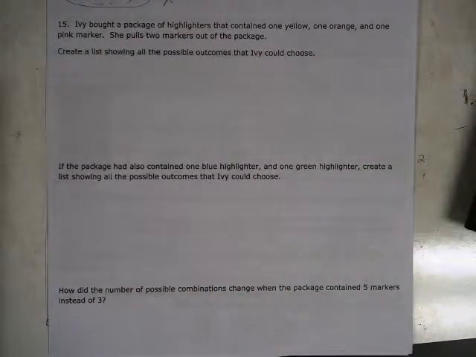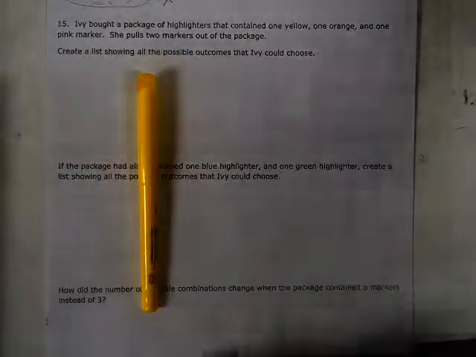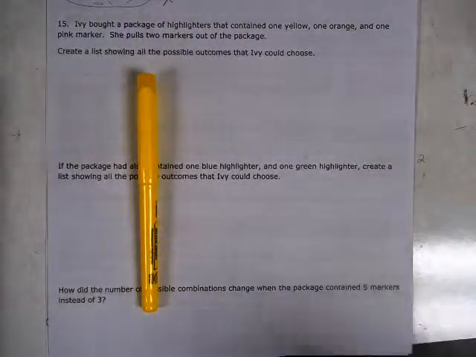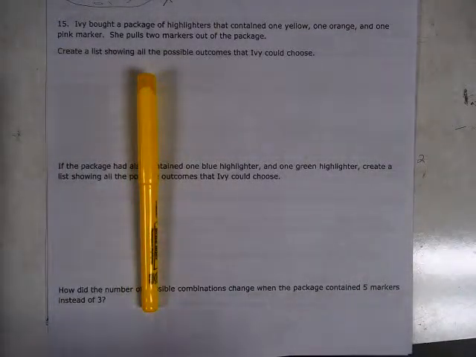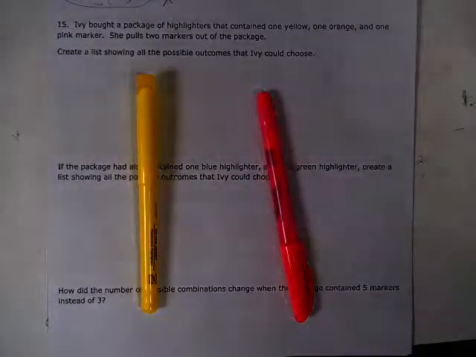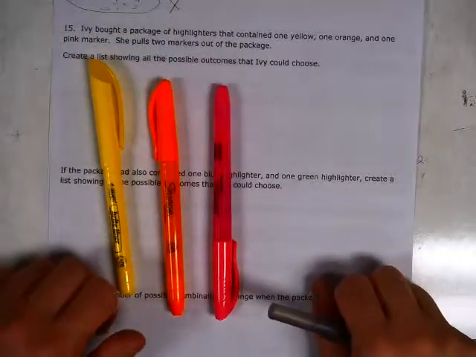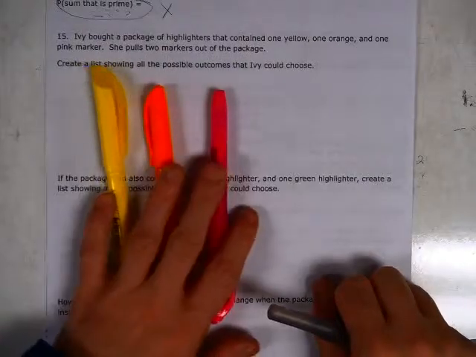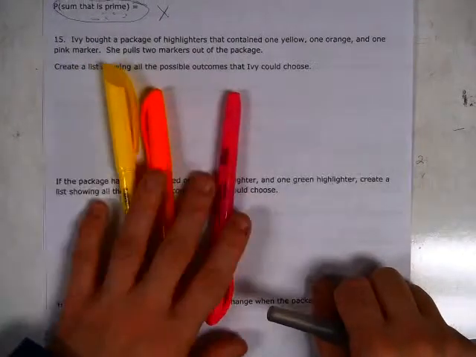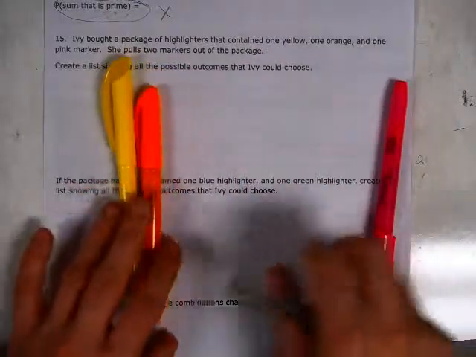Alright. Ivy brought a package of highlighters containing 1 yellow, 1 orange, which I thought I had, and 1 pink. Okay? Oh, here, I have an orange. So that is what she has. She has a yellow, an orange, and a pink highlighter. She wants to pull out 2 markers out of the package. What are her combinations?